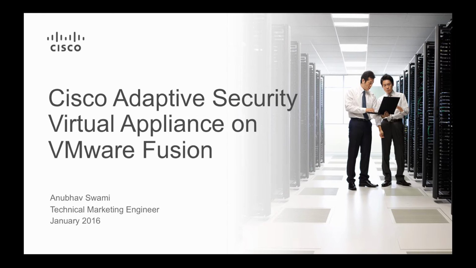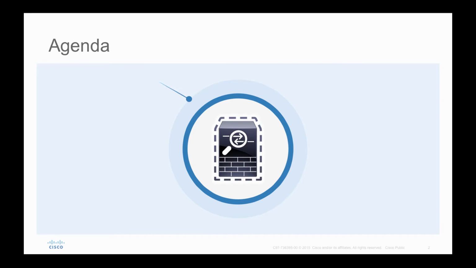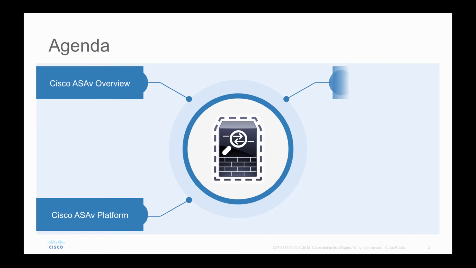This is a short video on Cisco Adaptive Security Virtual Appliance installation on VMware Fusion. And at the end of the video, I will also install the RESTful API plugin on ASAv so that I can access ASA using APIs. Before I move ahead into this presentation, let me share the agenda with you.